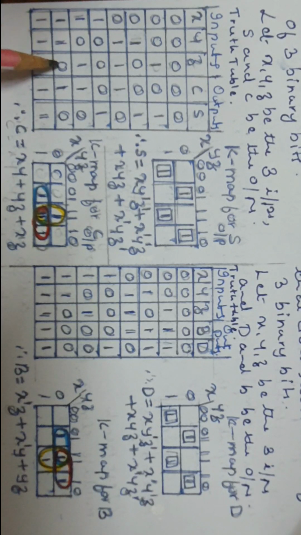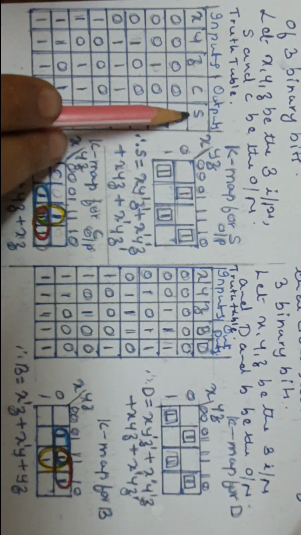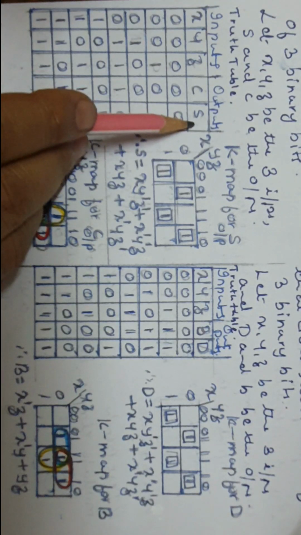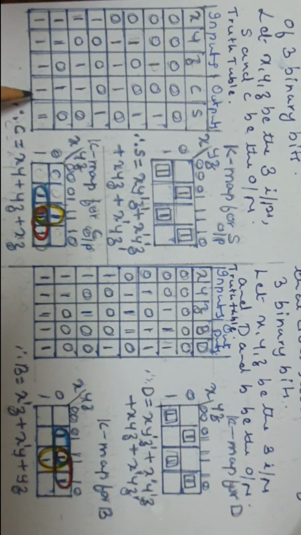1 plus 1 plus 0, again 2. In binary it is 1, 0. 0 for sum bit S, 1 for carry bit C. But when all the 3 are 1, 1 plus 1 plus 1 it is 3. 3 in binary it is 1 and 1. So this one is given for sum bit S, this one is given for carry bit C. So this is how truth table for full adder is written.